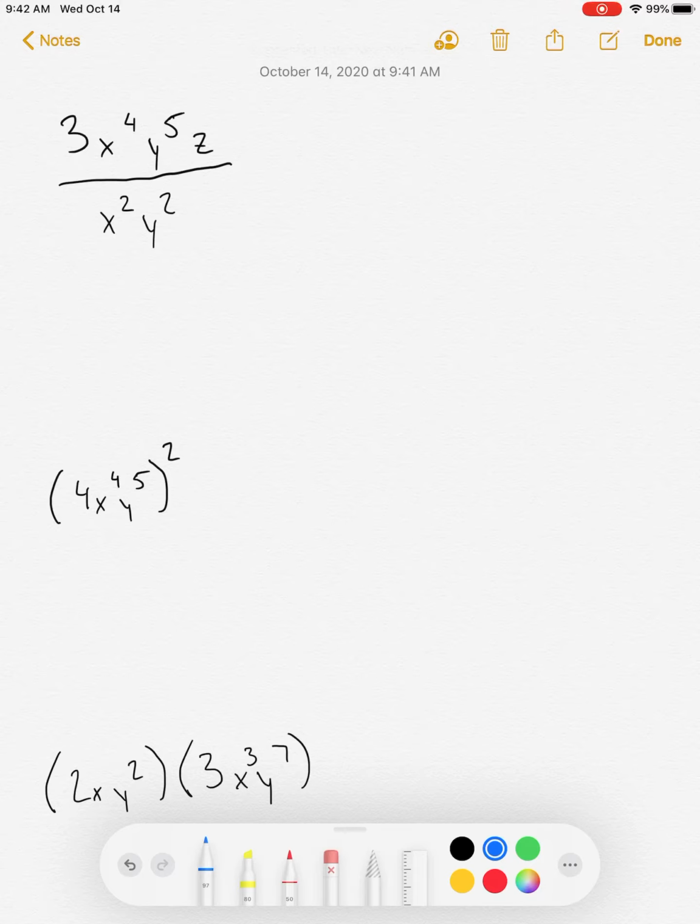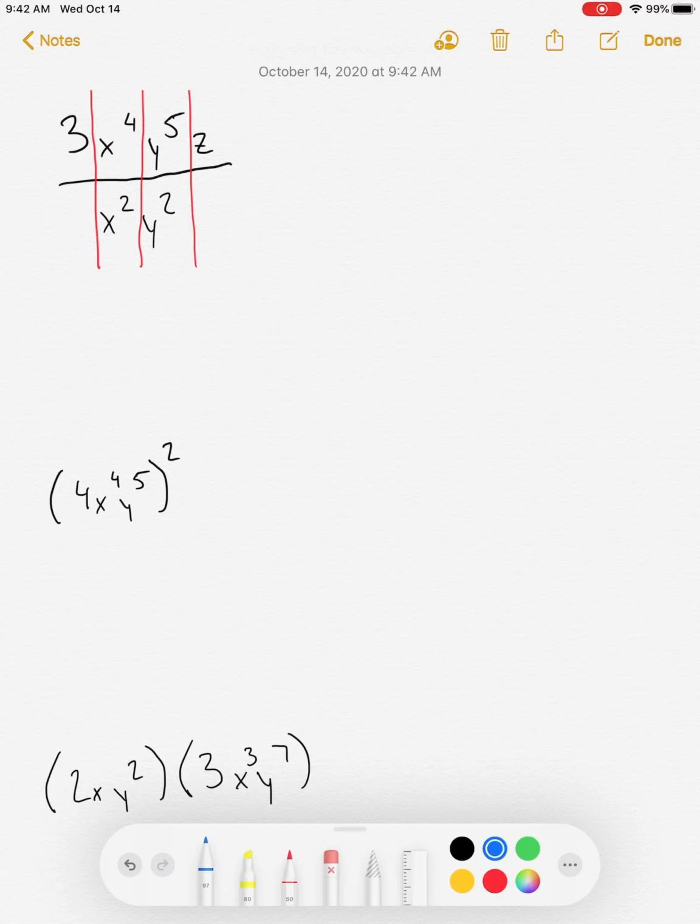So when we throw it all together, we actually separate it into its individual pieces. Like on this first example where we have 3x to the fourth y to the fifth z divided by x squared y squared, what we actually want to do is separate this into its individual pieces. So the 3's out front, the x's, the y's, and then the z's. We're going to look at each of these individually.